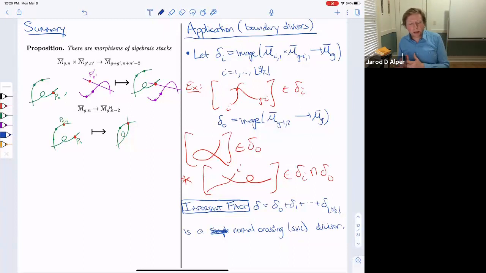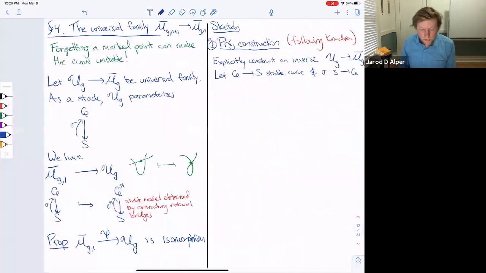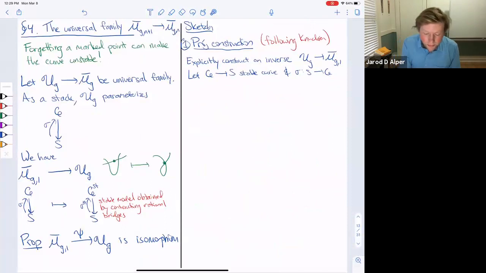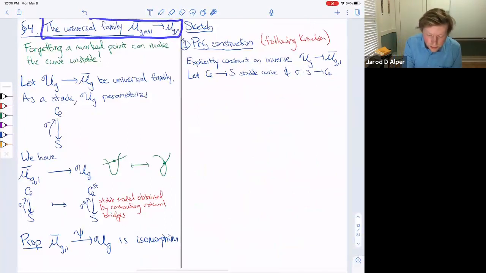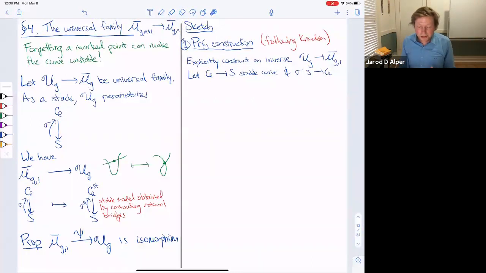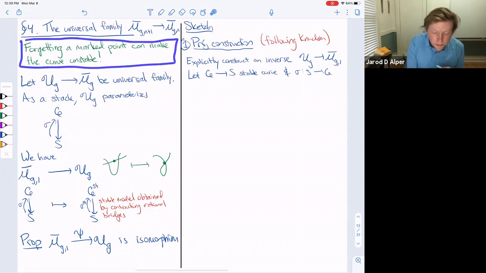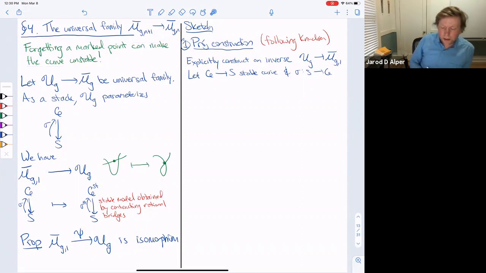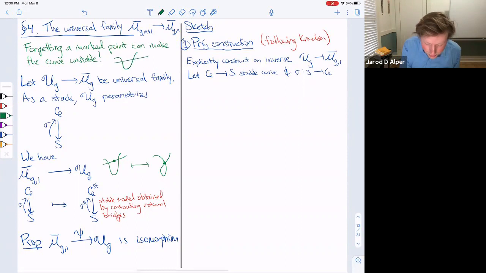Okay, the last map we want to discuss is the map where you forget a point. Here we'll talk about forgetting a point, and we'll show that M_g,1 bar is a universal family. But I wanted to highlight first that this is a subtle point, that forgetting a marked point can destabilize your curve. An example would be a curve that has a rational component and a marked point here. If you forget that point, it's no longer stable.